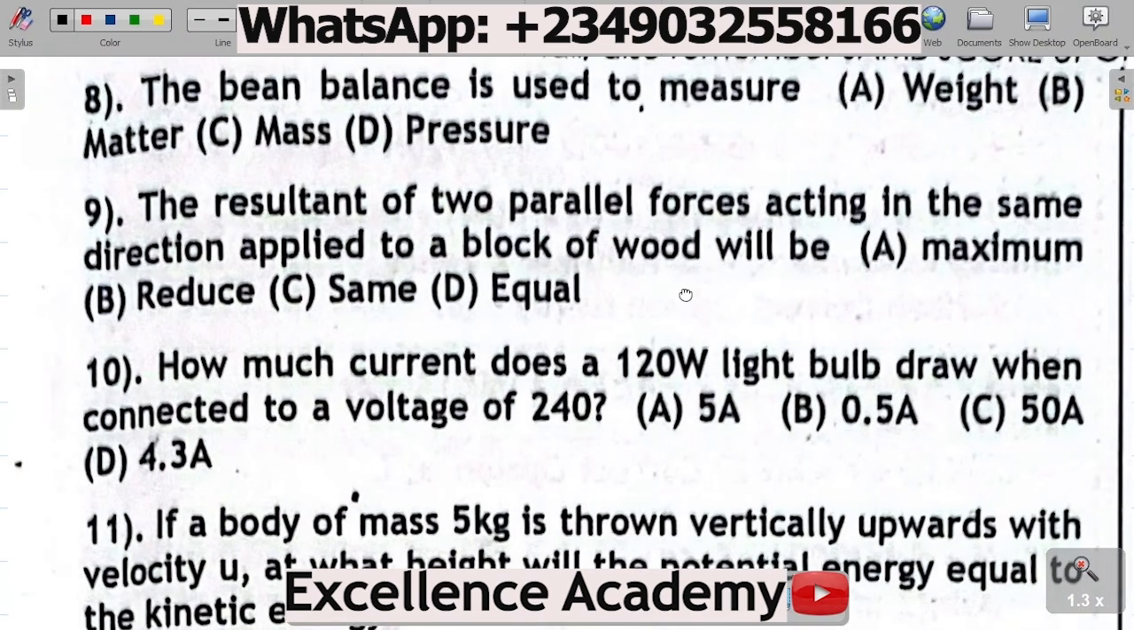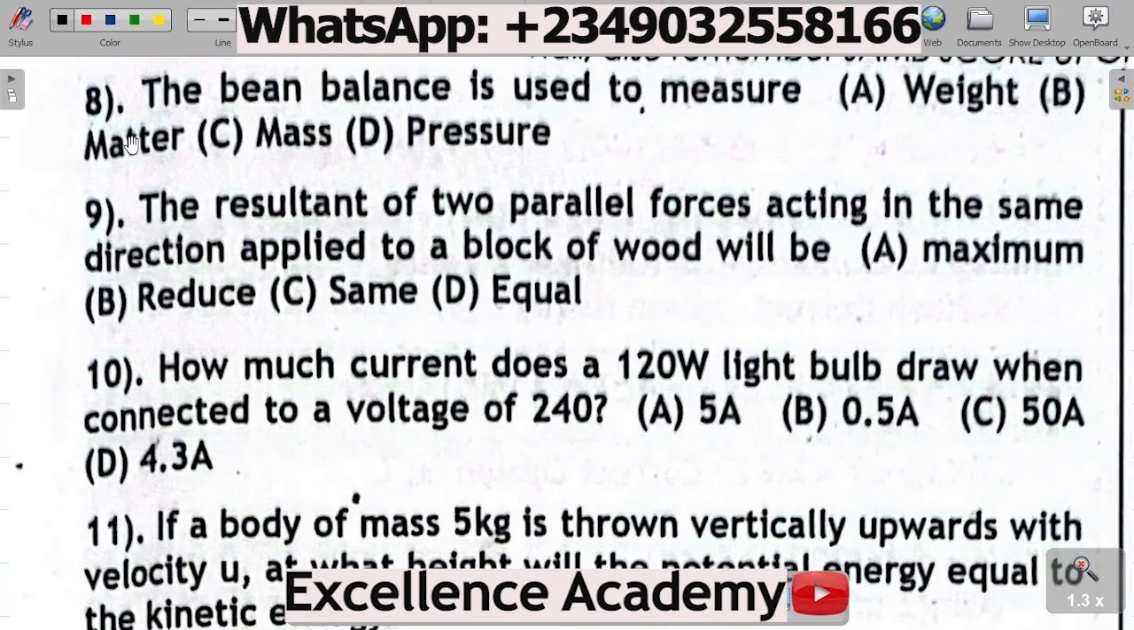Okay, next up, question number 8. Question 8 says the beam balance is used to measure A, weight, B, matter, C, mass, D, pressure. All right. For this question, the correct answer is C, mass. The beam balance is actually used to measure mass.